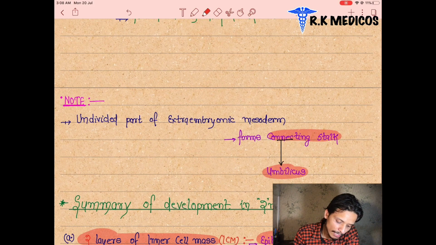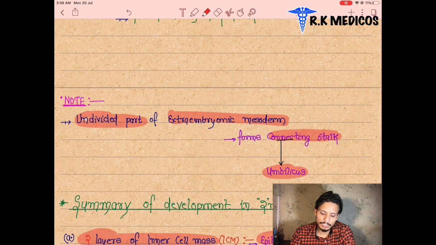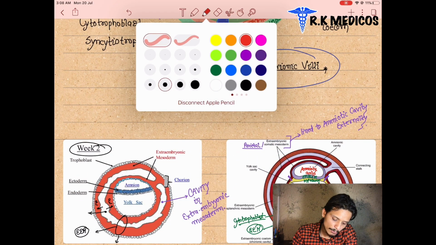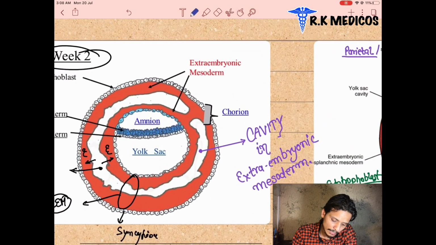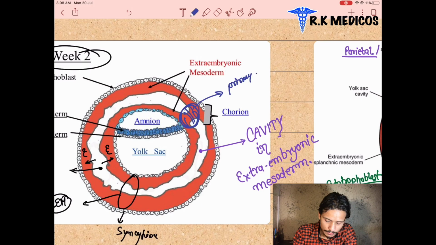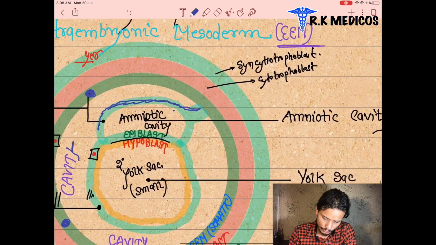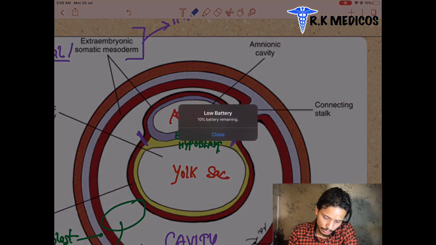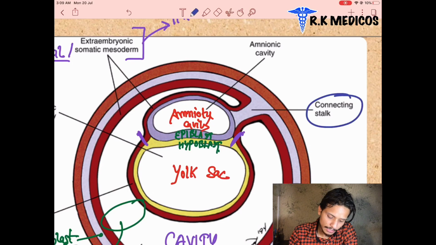These are the undivided part of the extra embryonic mesoderm. And where it is located, you can see here. This is the region where the extra embryonic mesoderm is not going to divide, and this region is called the primary stalk. And we can also see this layer is called the connecting stalk also.